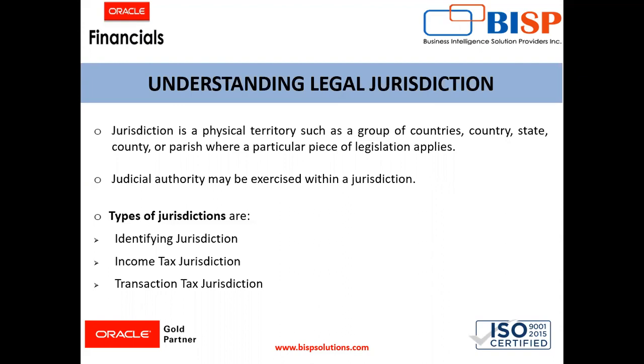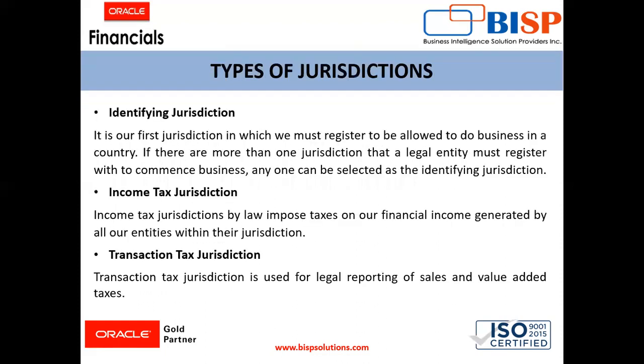So what are the types of jurisdictions? Identifying jurisdiction, income tax jurisdiction, and transaction tax jurisdiction. What is an identifying jurisdiction? It is our first jurisdiction in which we must register to be allowed to do business in a country. If there is more than one jurisdiction that a legal entity must register with to commence business, any one can be selected as the identifying jurisdiction. For each legal entity, we have to select an identifying jurisdiction. Through this, we can uniquely identify our legal entity.